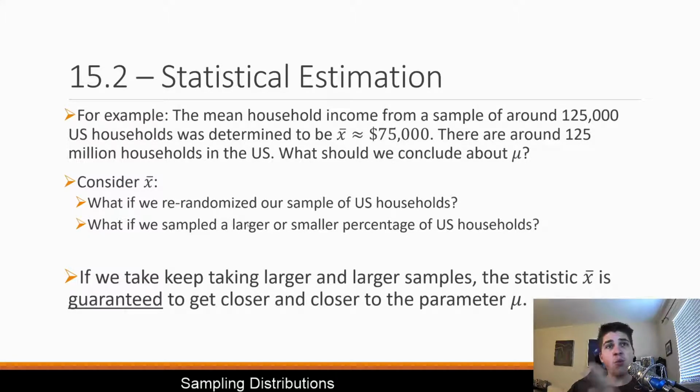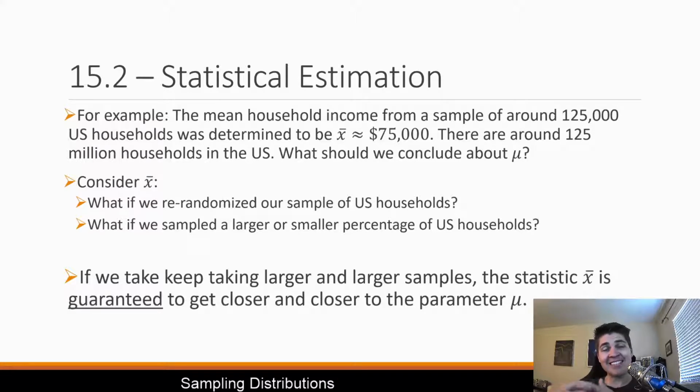Or if you took more houses or fewer houses, it could change those probabilities that we get extreme values within our sample. But one key idea is that if we keep taking a larger and larger sample, our statistic x bar is guaranteed to get better and better and closer to the parameter mu. I mean, obviously, say you took a sample of 10 versus 100 households.